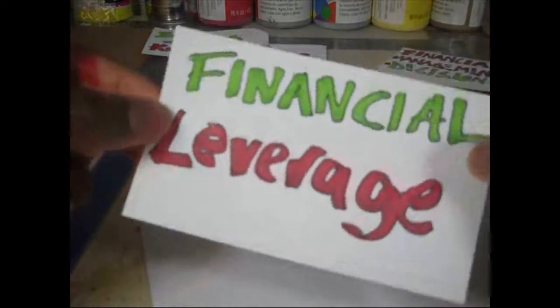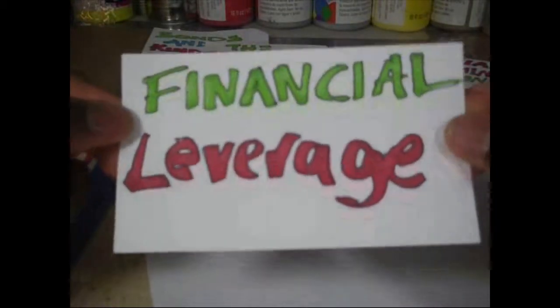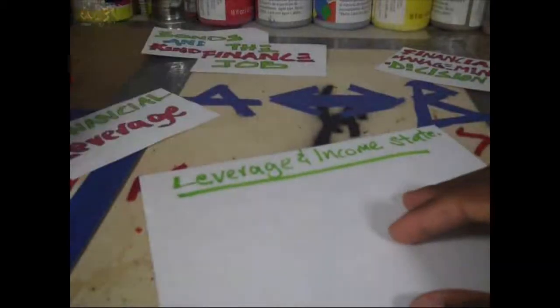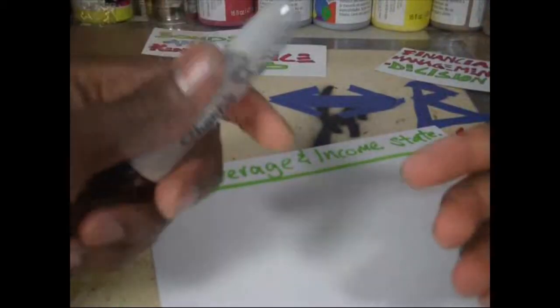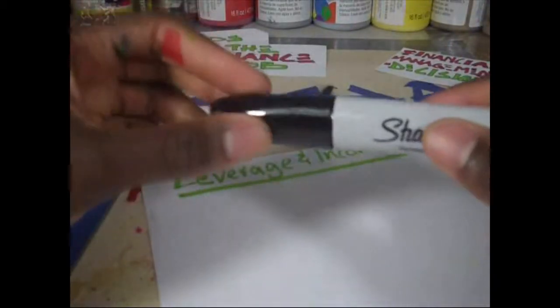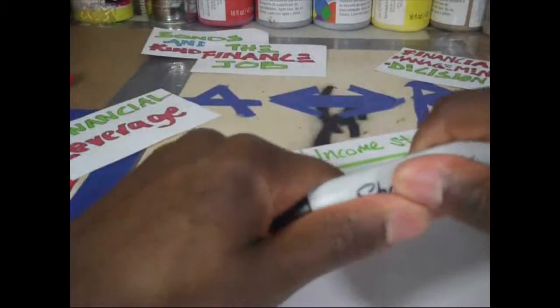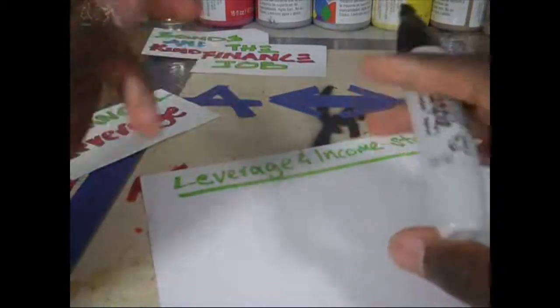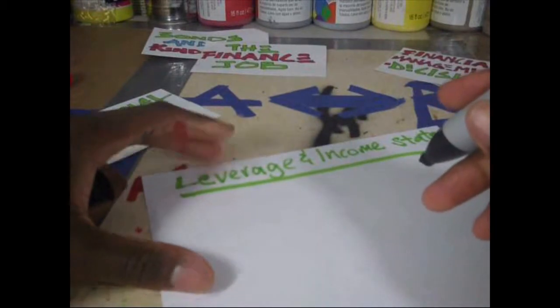All right, so we've spoken about financial leverage and we understand that it magnifies risk and reward. But let's take a look at the effect of borrowing and why we may consider borrowing on our income statement, okay? So very quickly, we're going to take a very vague and general example into consideration here.